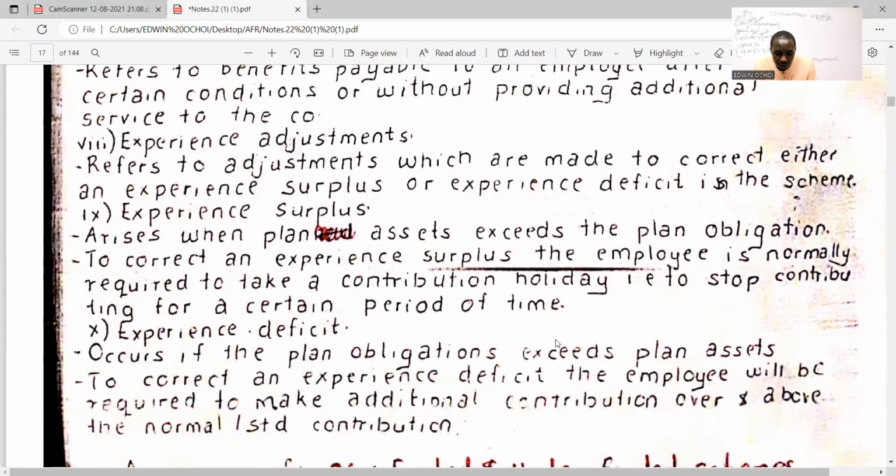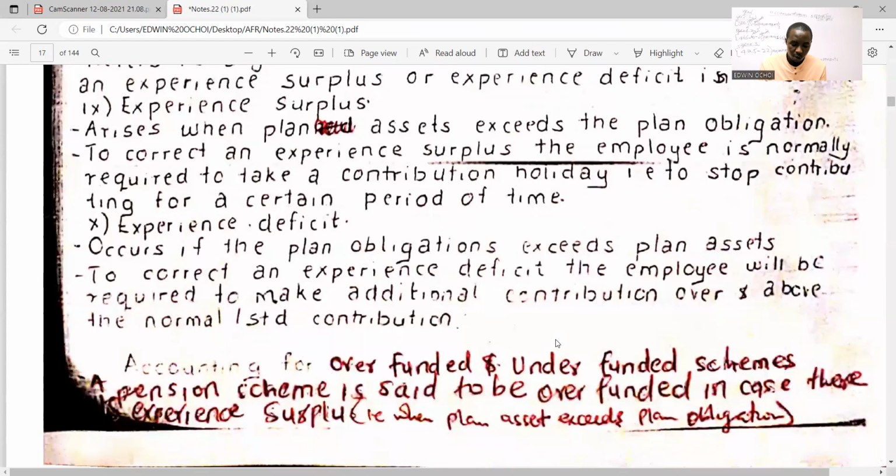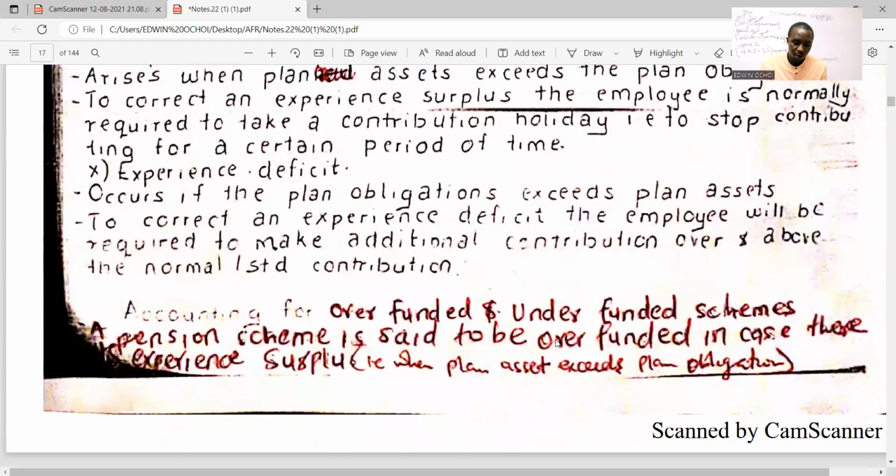For the deficits, it's all about when the plan obligations, the liabilities, exceed plan assets. So here now, to correct this deficit, the employees are required to make additional contributions.